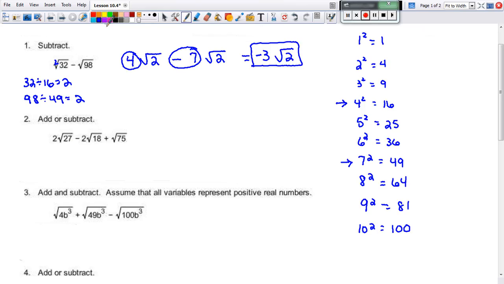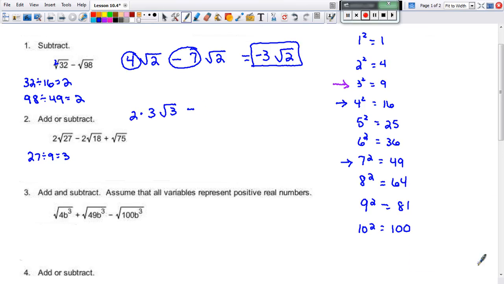But, let me change colors so you can see what I'm doing here. I can do 27 divided by 9. So 27 divided by 9 is 3. So that goes under your radical, and whatever's in front of your exponent there, the 3, goes out front. But I already had a 2 out front as well, so I'm just going to put a 2 with that. Okay, then a minus sign.